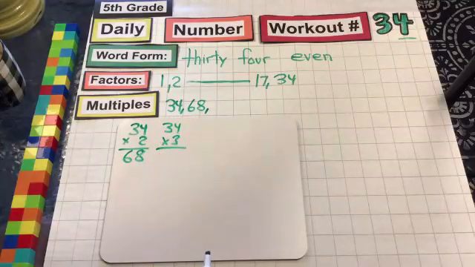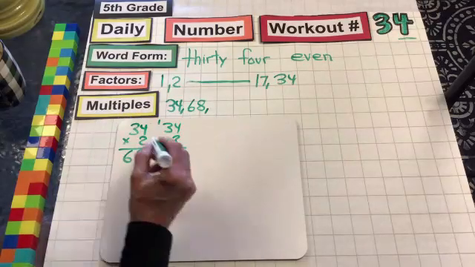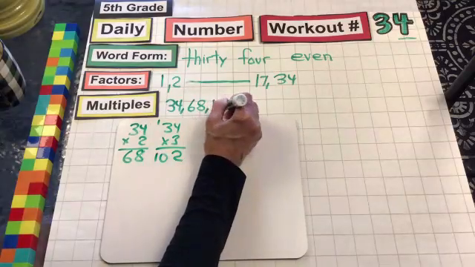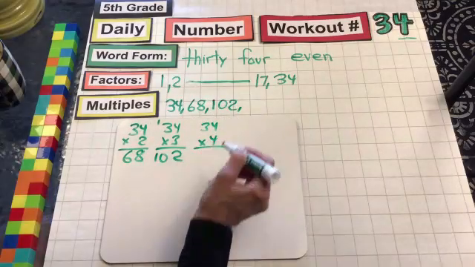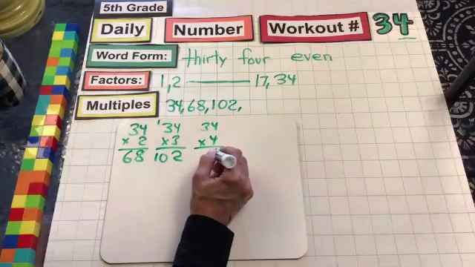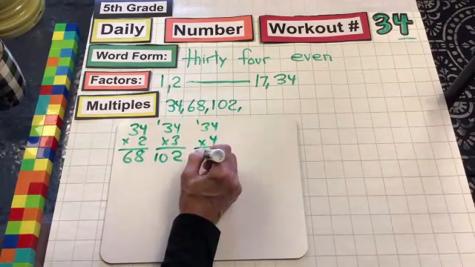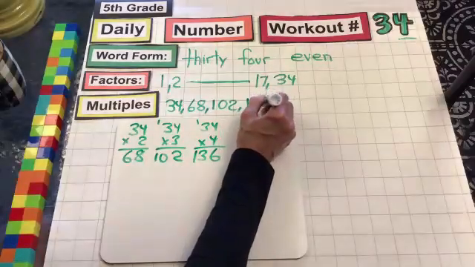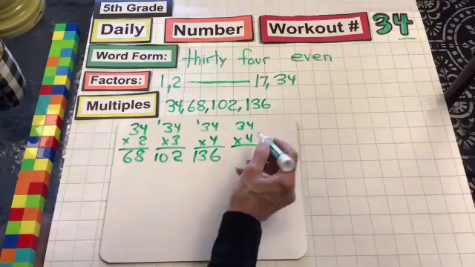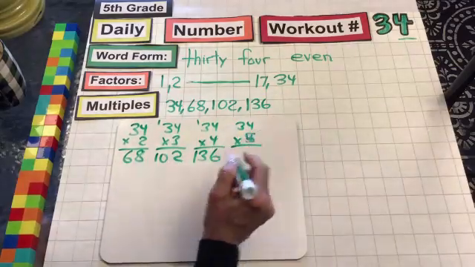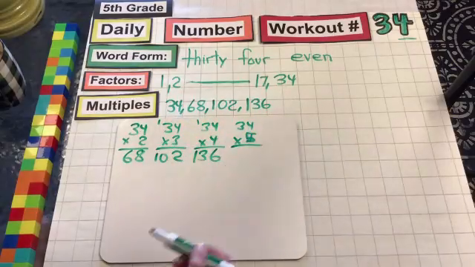Let's do 3 34s. 3 times 34. 3 times 4 is 12. Drop the 2, carry the 1. 3 times 3 is 9, plus 1 is 10. So we have 102. 4 34s. That would be 34 times 4. 4 times 4 is 16. Drop the 6, carry the 1. 4 times 3 is 12, plus 1 is 13. 136. One way to check yourself when you're multiplying by an even number, like 34, is that every single answer should be an even number. So go back and check. Oh, yeah, they're all even.